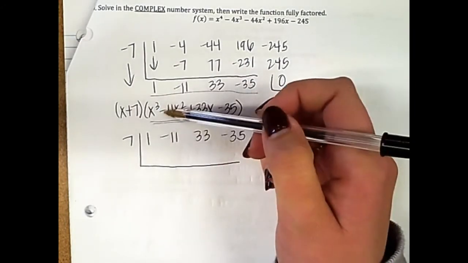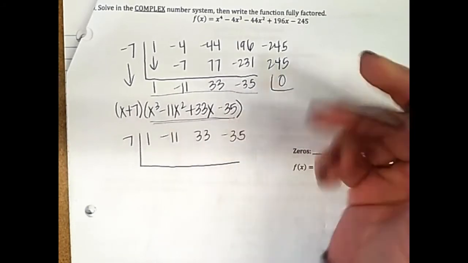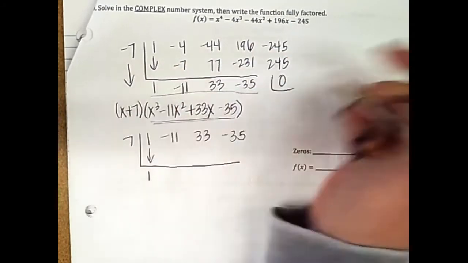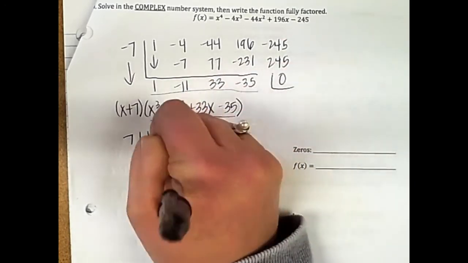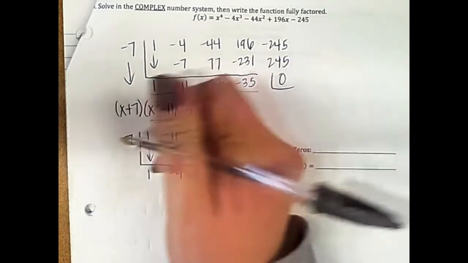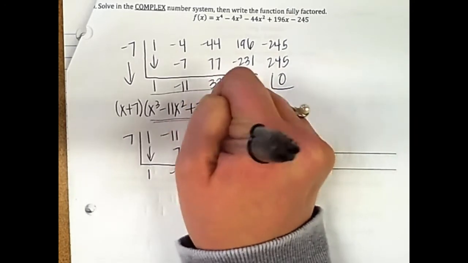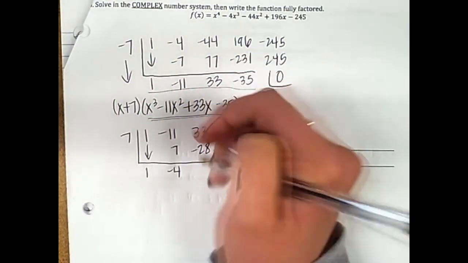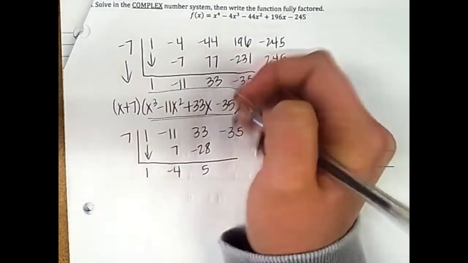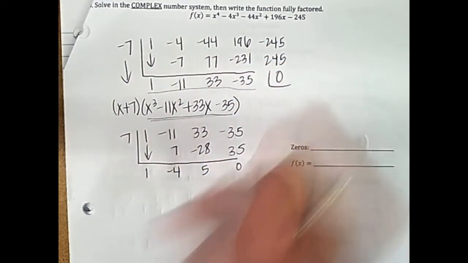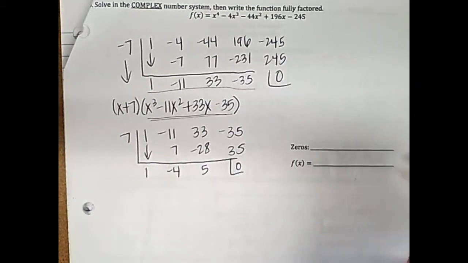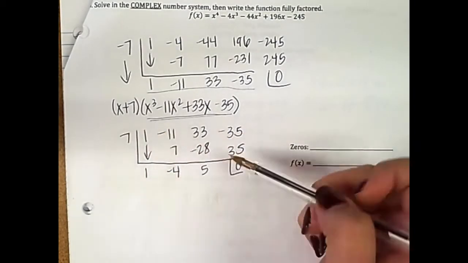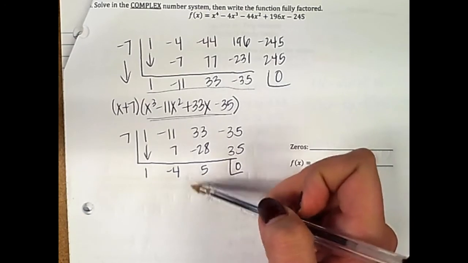So I'm using this new one to do synthetic on. So the 1 comes down. 1 times 7 is 7. Negative 11 plus 7 is negative 4. Negative 4 times 7 is negative 28. 33 plus negative 28 is 5. 5 times 7 is 35. And they add up to get 0, which is what we want, which is what we need. And then now we can start bringing everything down.